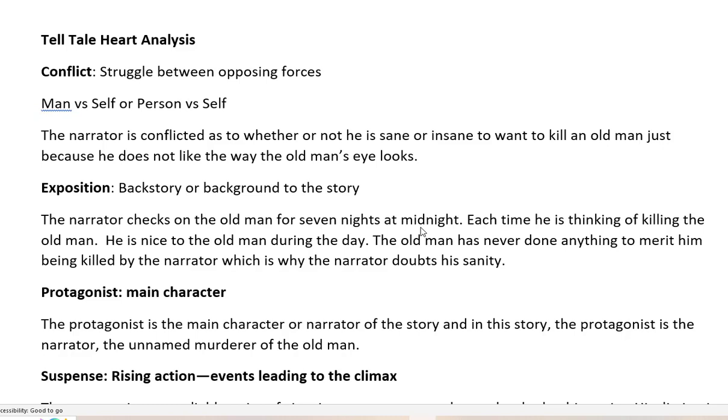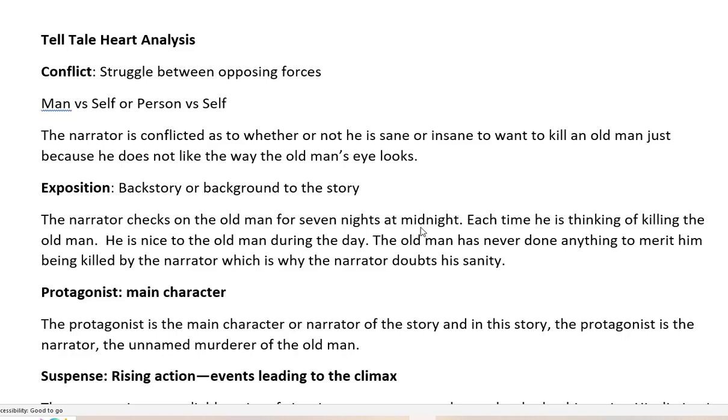Every night at midnight, when the old man is sleeping, this young man would open the door to the old man's bedroom to check to see if the old man is asleep. And the old man, night after night, could sense that somebody was watching him, and he would wake up terrified that somebody was in the bedroom with him, somebody terrifying. And each night the narrator would check in on the old man.